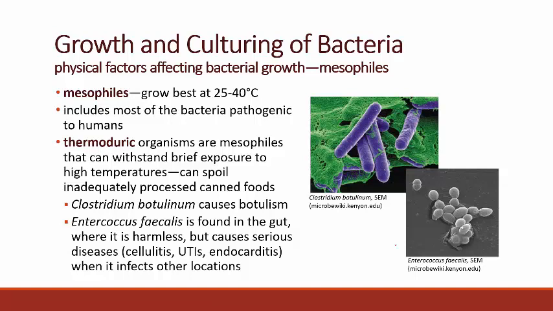Thermoduric organisms are organisms that are mesophiles, so they have an optimal temperature that's in that 25 to 40 degrees C range, but they can withstand brief exposure to high temperatures. So these are the ones that can spoil canned foods that haven't been fully processed. So if you get some canned green beans, say, from a friend, that they canned themselves, and you notice that the seal is bulging a little bit, then chances are good that one of these thermoduric organisms has withstood the processing that they did, but they didn't process it long enough. So Clostridium botulinum, that's the organism here. It's a rod that produces botulism.